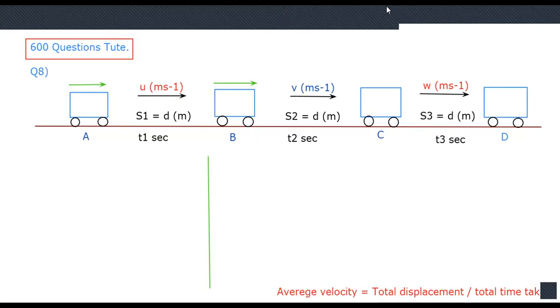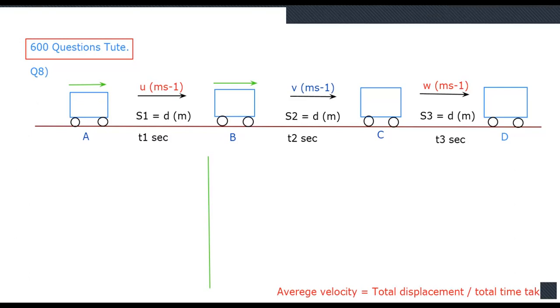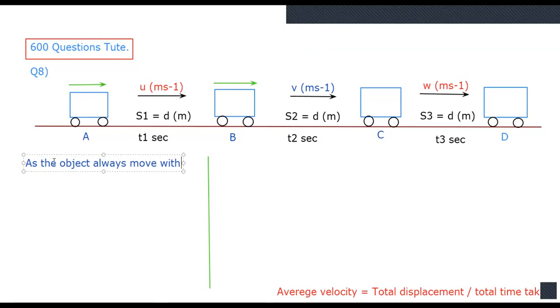So what do you think about the motions? Are there any accelerations? There are no accelerations. So that's the main point. So please write: as the object always moves with constant velocities, comma, the following equation can be applied. What's the equation?